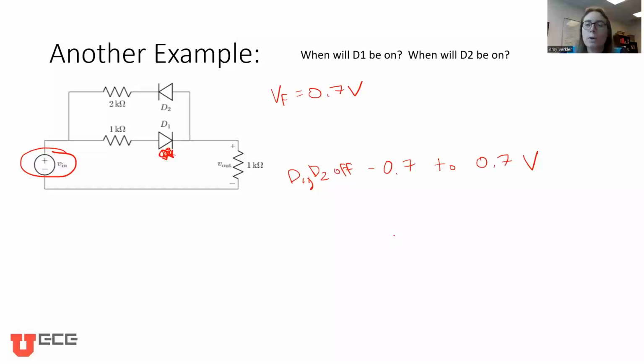Okay, what happens if I go above that 0.7 volts? Once I go above that, there should be enough voltage to turn on a diode pointing in the direction of positive current flow. So that would be this one right here. And then if I wanted to calculate the exact current through that diode, we'll just redraw the simplified circuit.